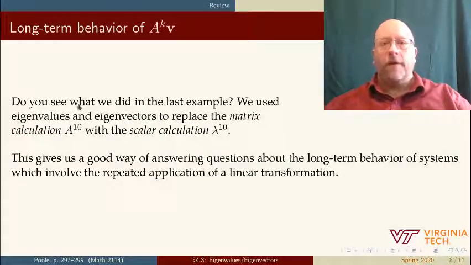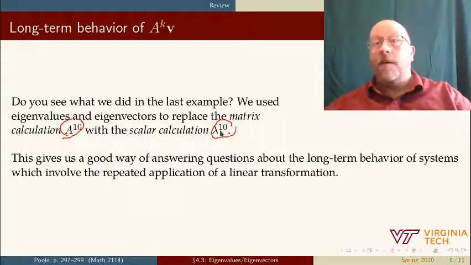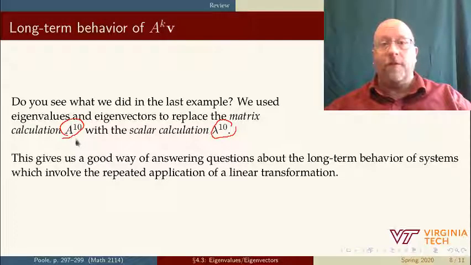And that's important. What we did in the last example was we used eigenvalues and eigenvectors to replace having to calculate this matrix to the 10th power with just calculating the scalar, lambda to the 10th power. I did have to calculate -1 to the 10th and 2 to the 10th, but I never had to calculate this matrix to the 10th power. And this gives us a good way of answering questions about the long-term behavior of systems that involve the repeated application of a linear transformation.